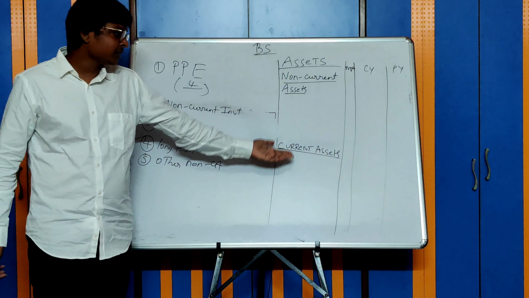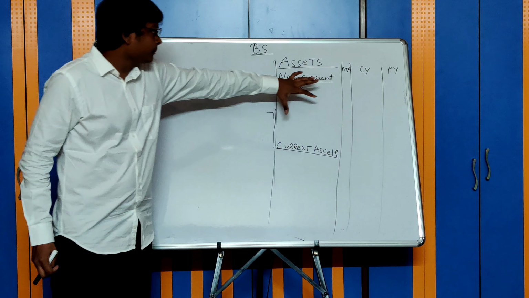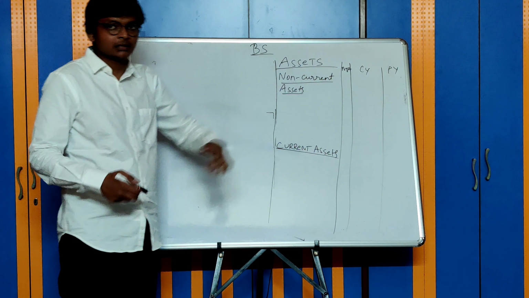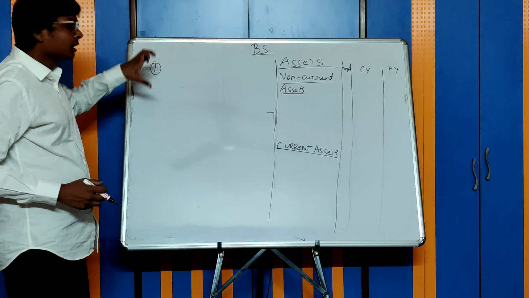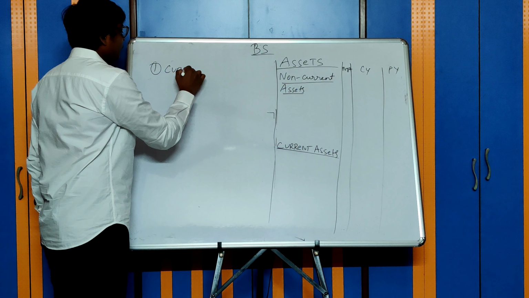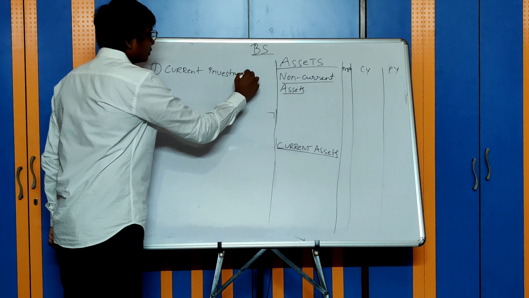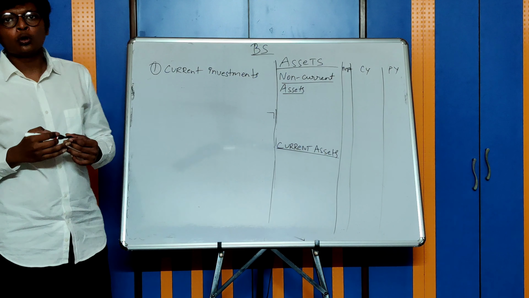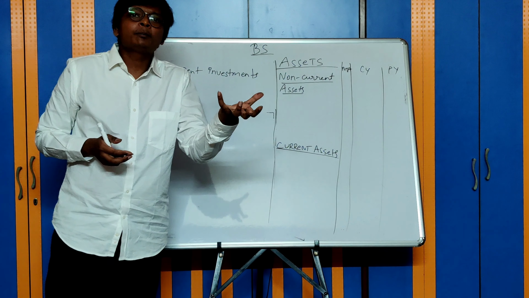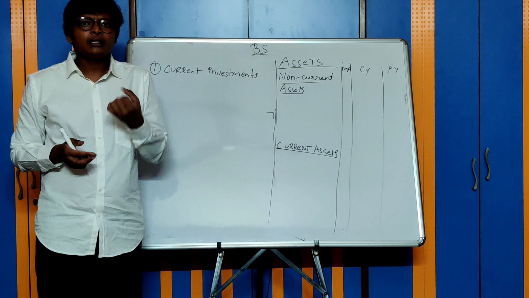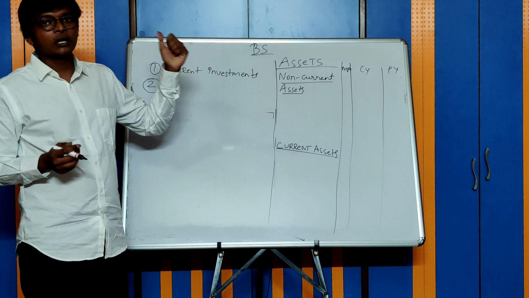Now let us discuss the items in current assets. In the previous section, we had discussed exhaustively about non-current assets. Now let us discuss current assets. Current assets has 6 items. The first one is current investments. Current investments are known as short-term investments. Let's say you are buying shares for investing for a short period, that will come under your current investments. Period less than 12 months.